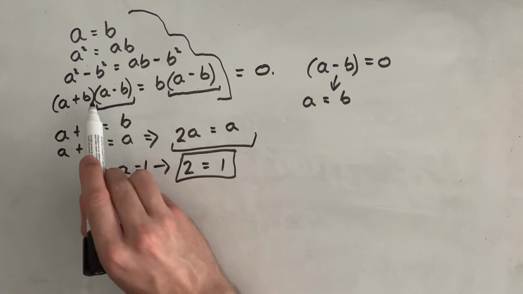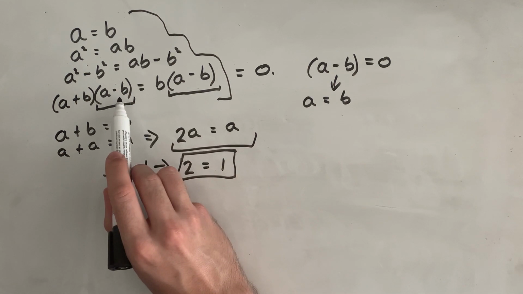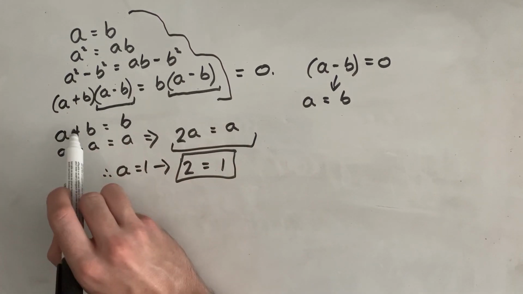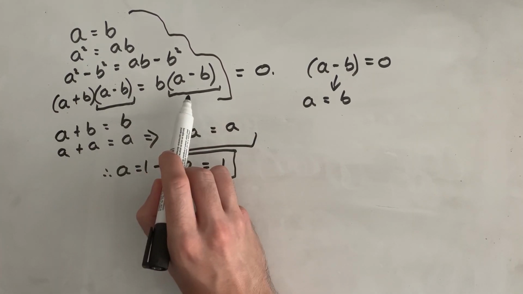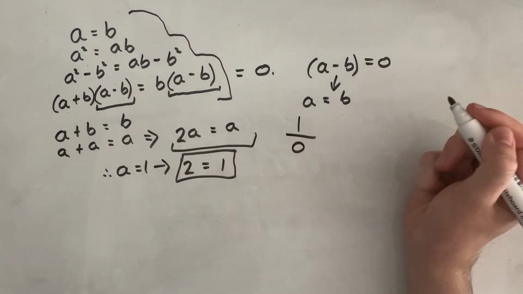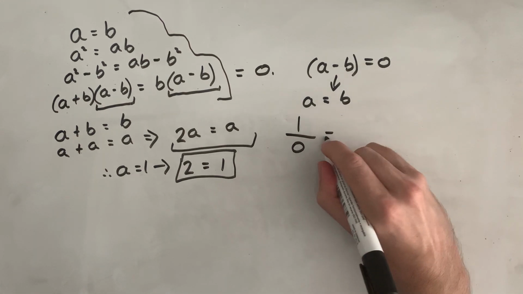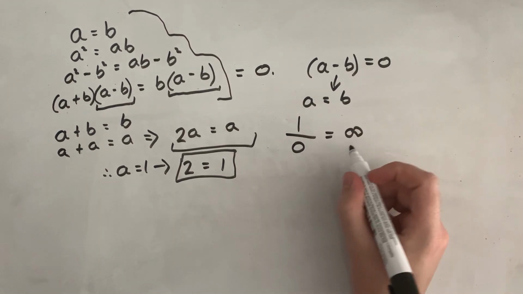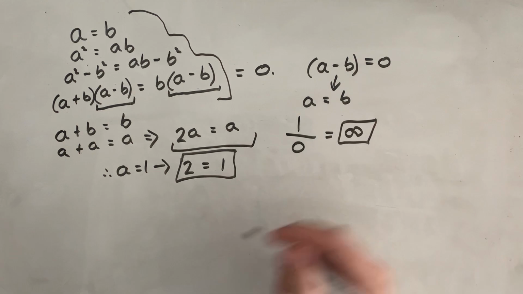The issue comes from the fact that we then cancel this A minus B. So effectively what we've done in this line here is just divided both sides by 0. And of course in mathematics, when you come across a division by 0, it's a bit of a nightmare, because the best you can really say is that this is equal to infinity, but then what is this?